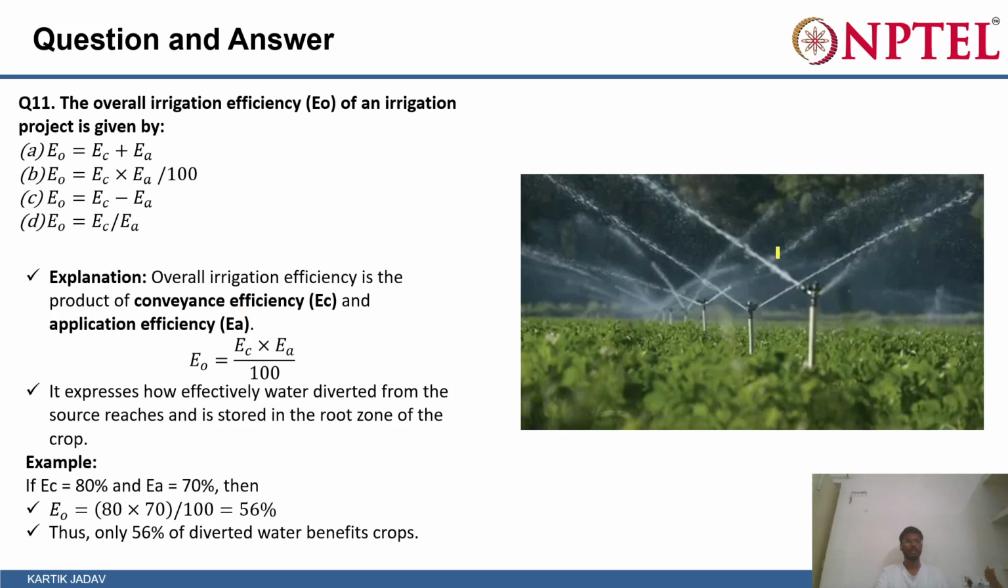Correct answer is option C. Next question, the overall irrigation efficiency of an irrigation project is given by.